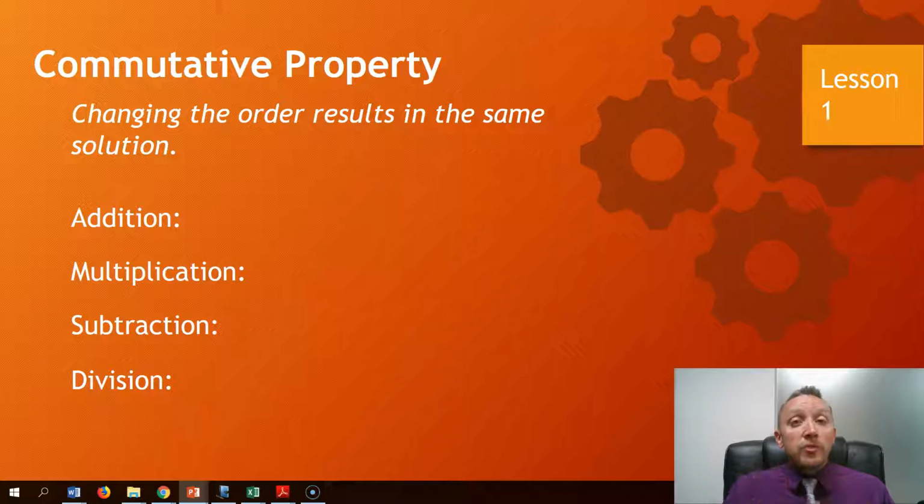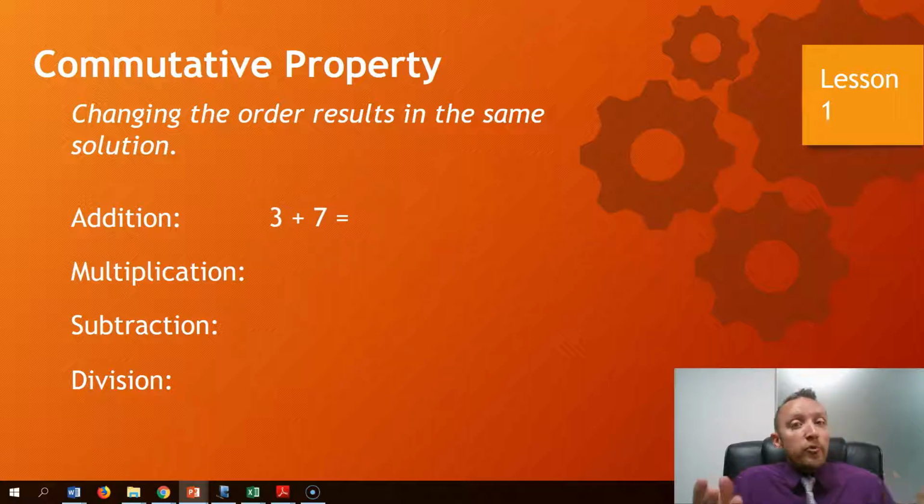Now there's times where it works and times where it doesn't. So we're going to look at some different examples here with addition, multiplication, subtraction, and division to see in which of these circumstances the commutative property works and which ones it doesn't. So let's look at the first one with addition.